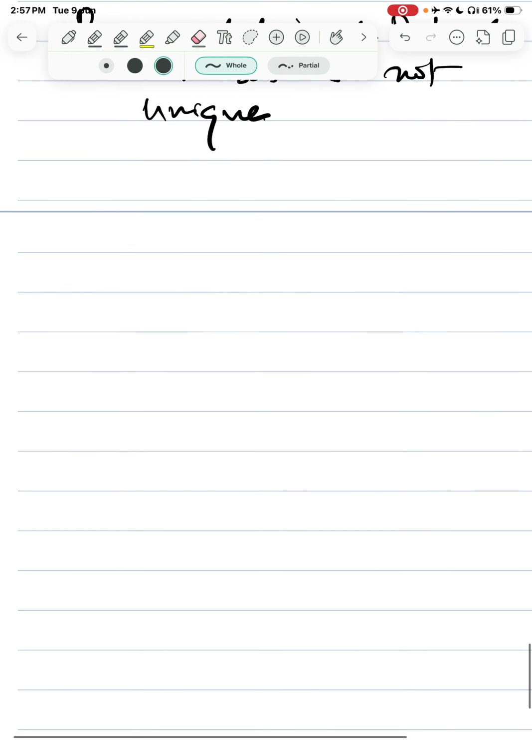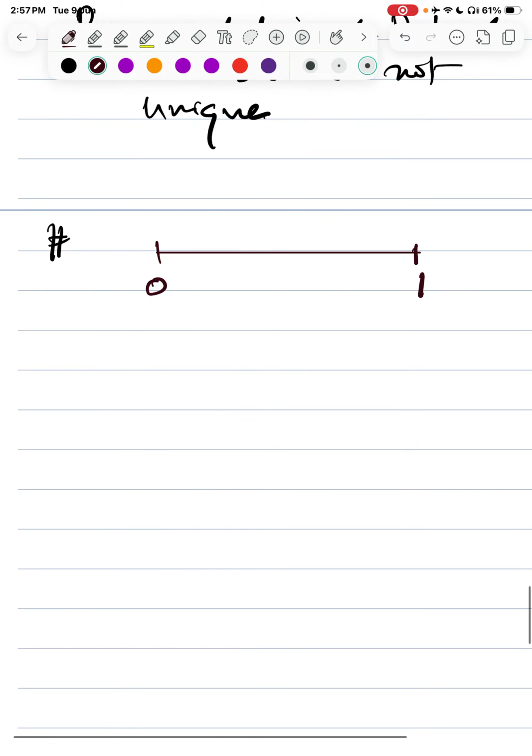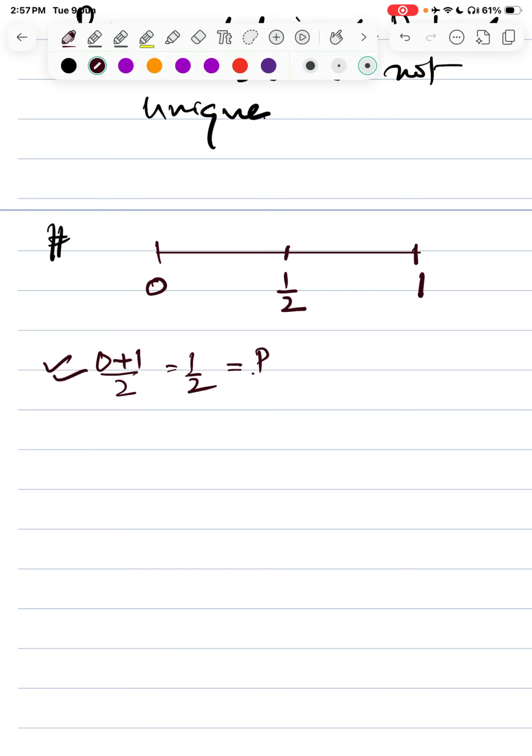Next, sometimes they ask a question like, how many rational numbers can you find between 0 and 1? So can you tell me what is a number that can come between 0 and 1? The easiest is the middle one, 0 plus 1 by 2, that is 1 by 2, the half of it. This is a rational number because it is written in the form of P by Q, right?